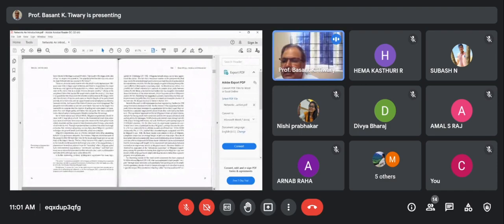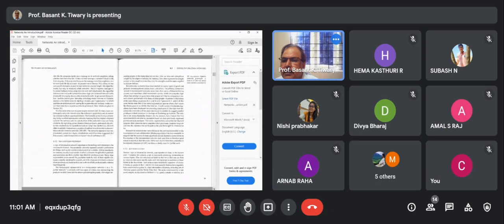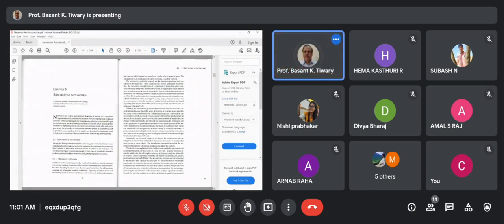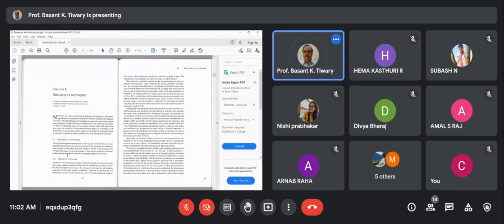Okay? So for that, this is the biological network. So in a biological network, what happens? There are different types of biological networks, and the first one is the metabolic network. The principal types of biological networks are metabolic networks, protein-protein interaction networks, and gene regulatory networks.